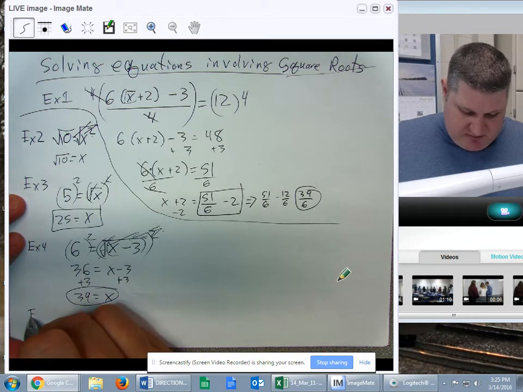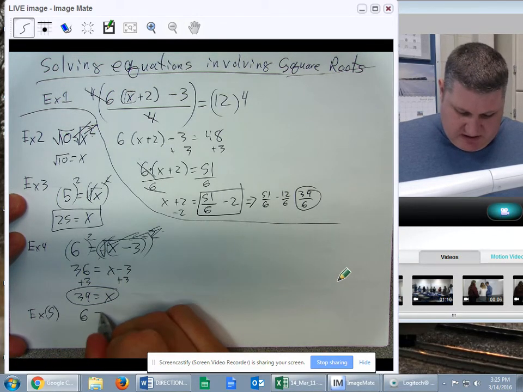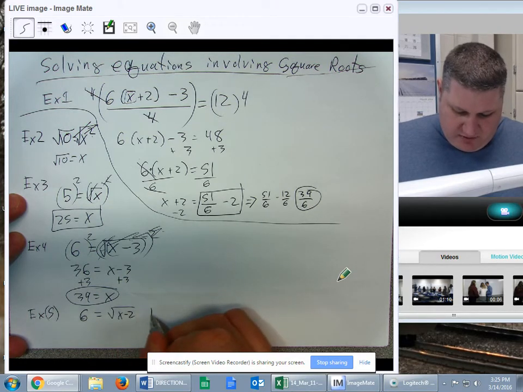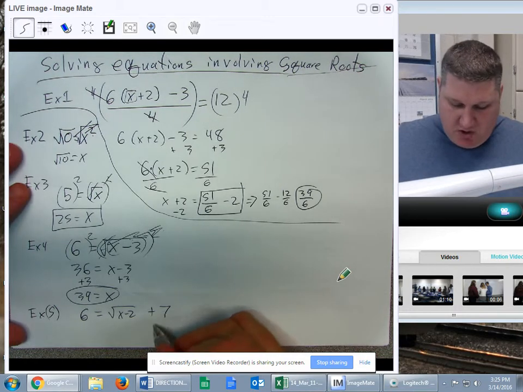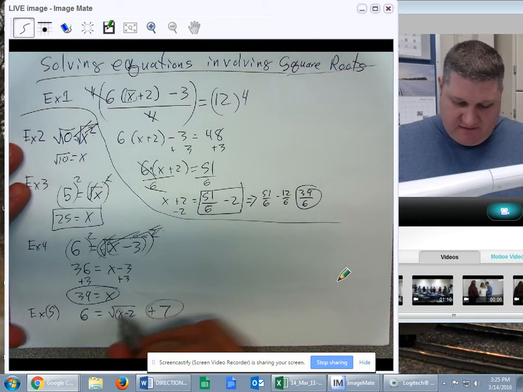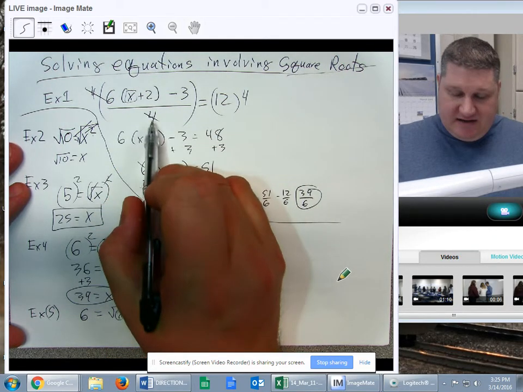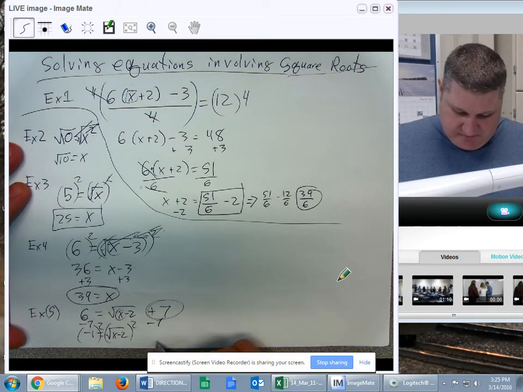Let's go with example number 5. Example number 5, let's go 6 equals the square root of x minus 2, plus 7. Now the difference here is the 7 is actually on the outside. With it on the outside, I've got to get rid of this before I can barrel into this, just like over here, I had to get rid of the divide by 4. So let's subtract 7. Negative 1 equals square root of x minus 2. Let's square both sides.